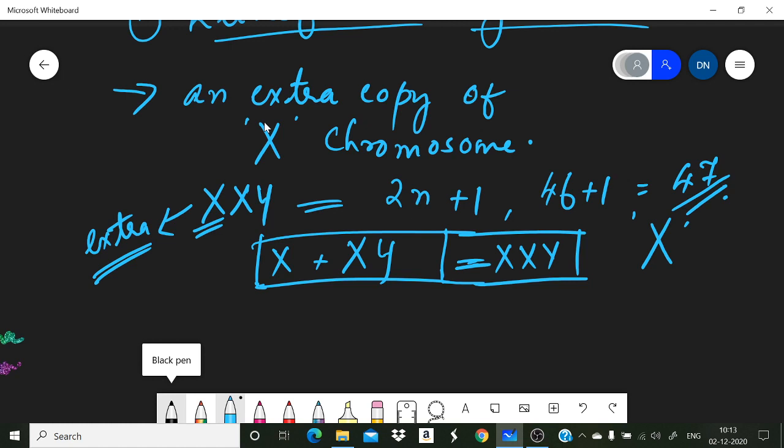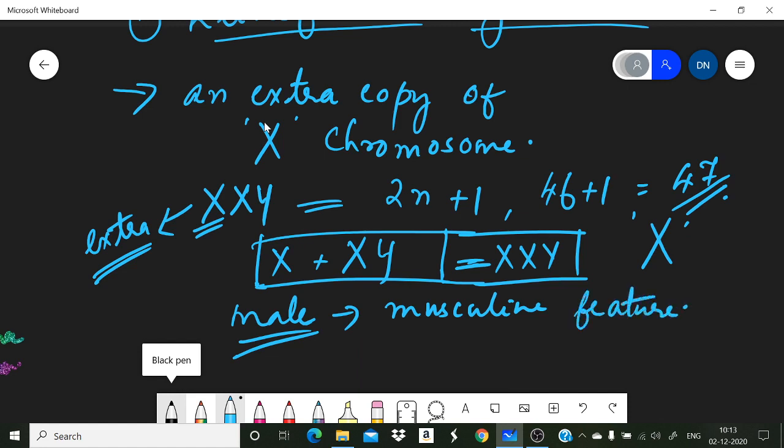So the karyotype of the chromosome is XXY. The individual is a male and has overall masculine development. The offspring is a male with masculine structure and masculine features, but some feminine features may also be there in such males, because of the additional or extra X chromosome.